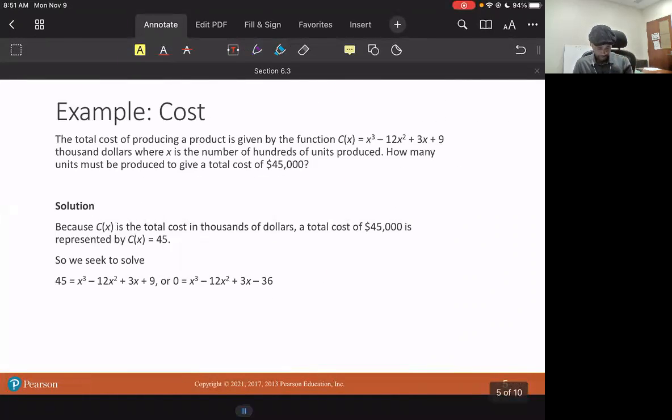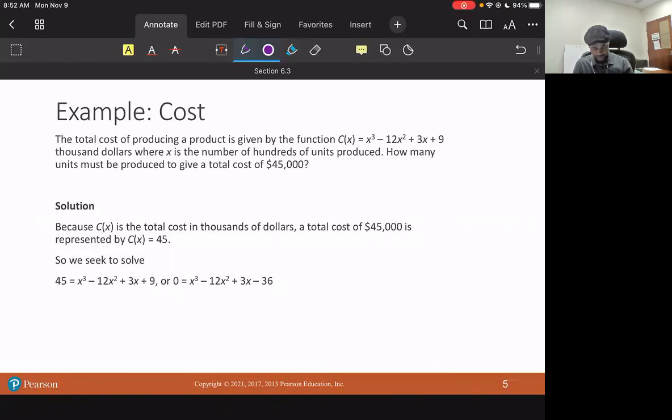All right, so then we've got another example here. The cost of producing the product is given by the function C of x equals x cubed minus 12 times x squared plus 3x plus 9, where x is the number of hundreds of units produced. How many units must be produced to give a total cost of $45,000?